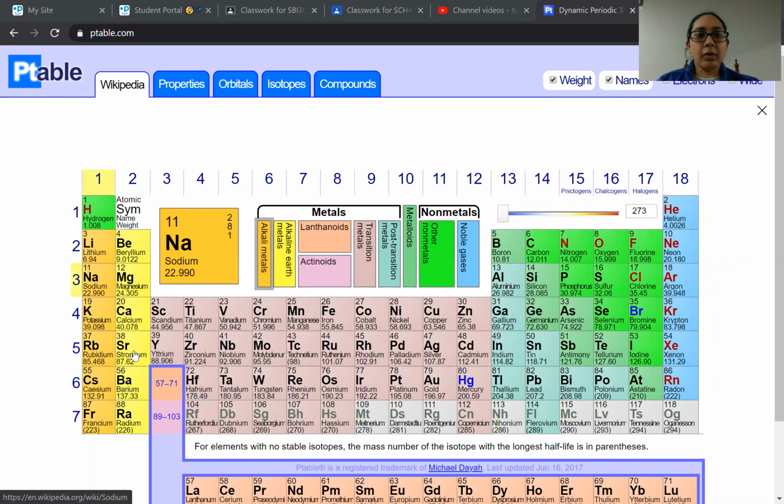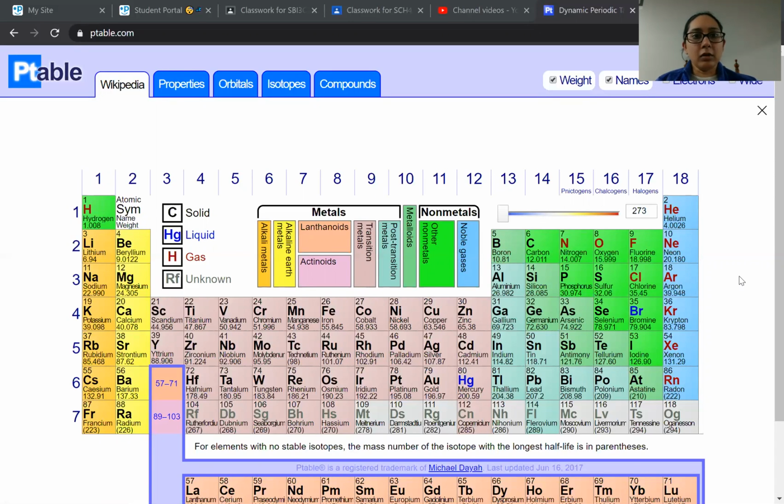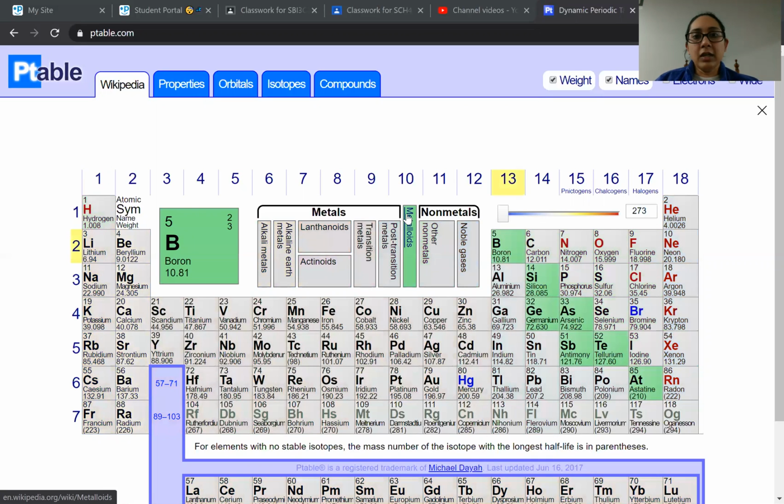So here we have our periodic table of the elements. This is a handy website, ptable.com. And as you can see, based on the lessons and the readings you've been going through so far, we have elements situated into metals and nonmetals, as well as metalloids. So over here, the zigzag staircase, where boron starts from, indicates to us that there are some elements on the periodic table that have both metal and nonmetal-like properties.